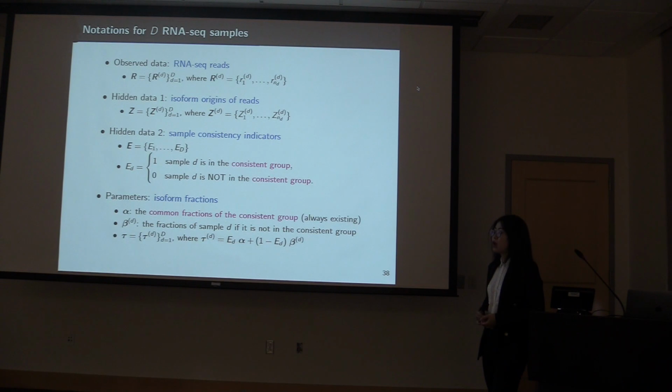And this time, our parameters of interest are still the isoform fractions. But our main goal is to estimate alpha, which is the common fractions of samples in the consistent group. While for samples d that do not belong to the consistent group, they can have their own isoform fraction beta^d, which is different from alpha. And to unify and simplify the notations, we use tau^d to represent the isoform fraction in sample d.